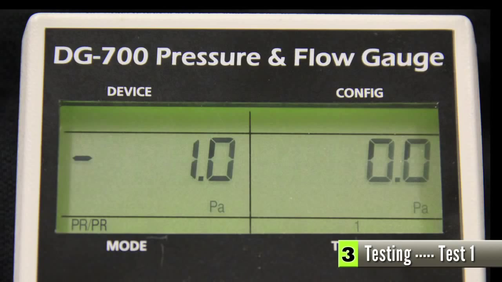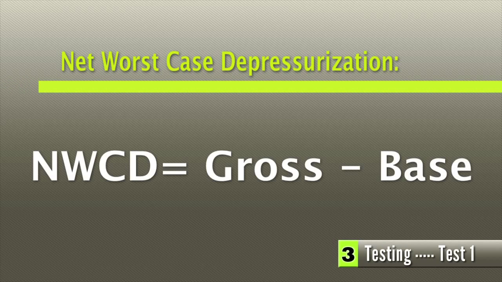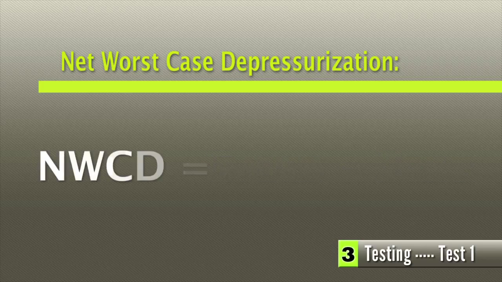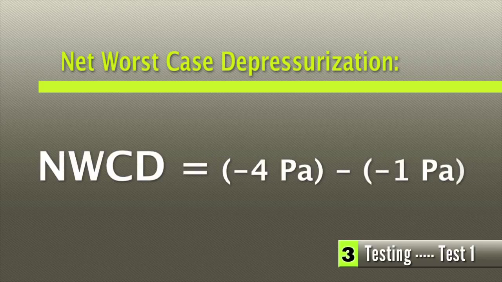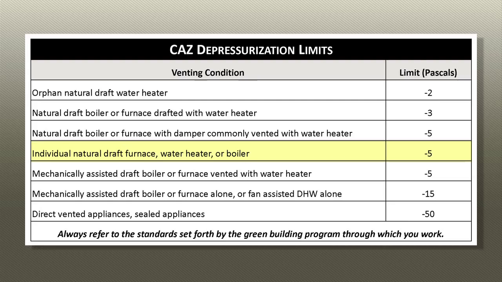Our base pressure was -1 Pascal, and our gross worst case pressure was -4 pascals. So to get the net, I'm going to subtract the base from the gross. So -4 pascals minus -1 Pascal equals -3 pascals. Using the limits from our worst case CAS depressurization chart, the limit for an atmospherically vented water heater, vented alone, is -5 pascals. -3 pascals is less negative than -5 pascals, so we pass.